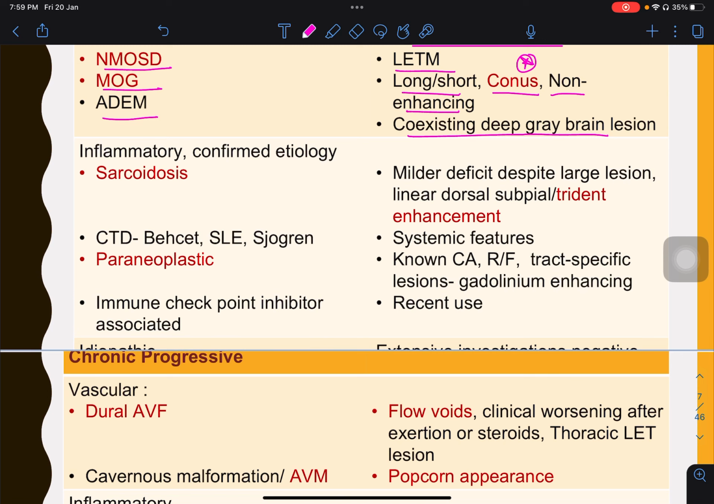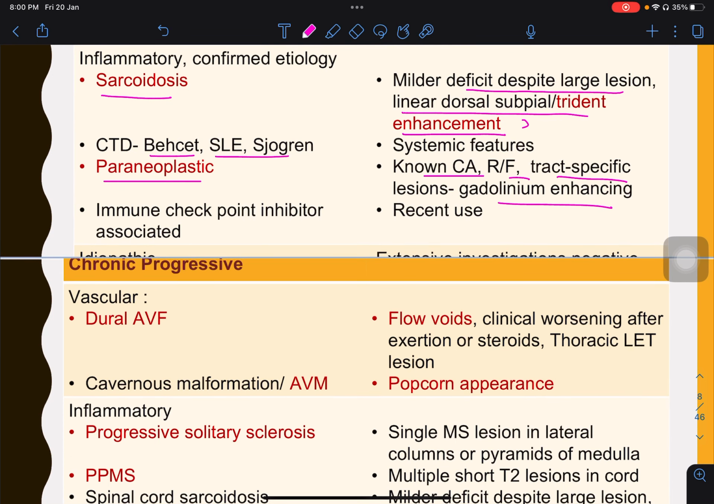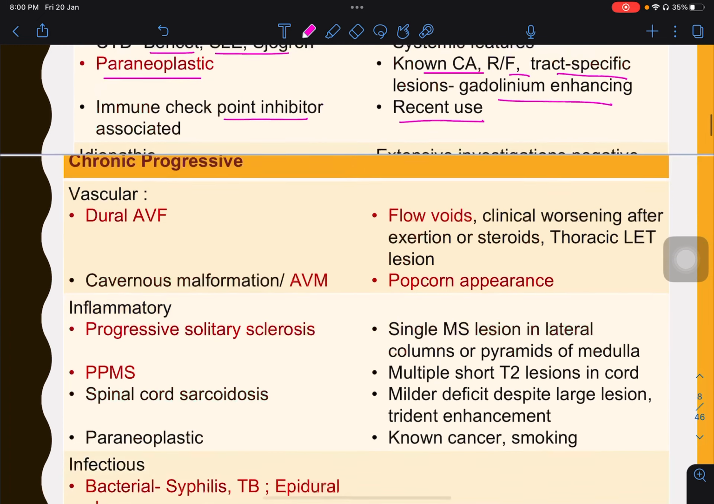Other inflammatory causes like sarcoidosis: the characteristic thing here is a milder deficit despite a large lesion. The lesion can be large, but the deficit is very mild, and there is a linear dorsal subpial trident enhancement. Other connective tissue disorders like Behcet's, SLE, Sjogren's can cause it. Paraneoplastic etiology: if there is a known case of carcinoma, risk factors, or tract specific lesions you must rule it out, and immune checkpoint inhibitors.